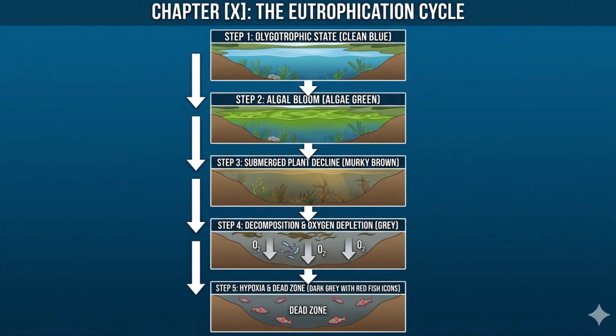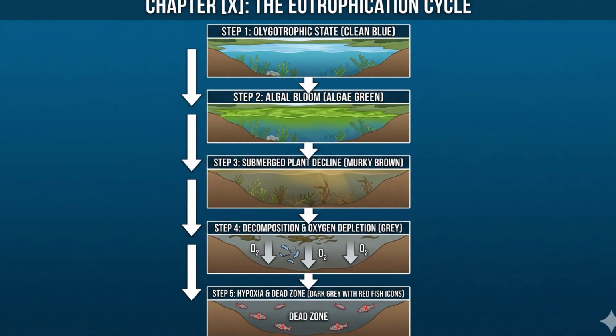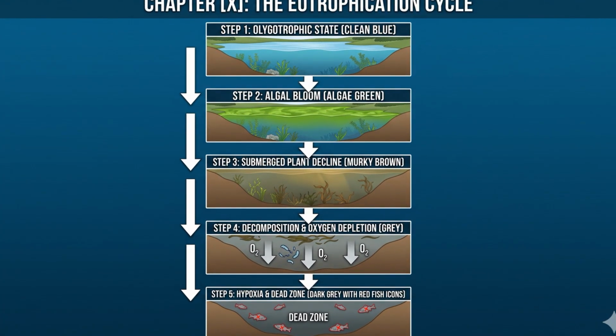Chapter 2, Eutrophication. This is the most exam-tested process in this entire video. WAQ2 asks you to explain the eutrophication chain in 3 causal steps. Most students know what eutrophication is, but lose marks because they cannot explain each step causally or because they write the misconception about algae and oxygen. Let's fix both.